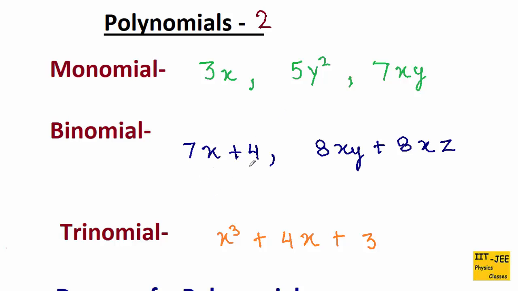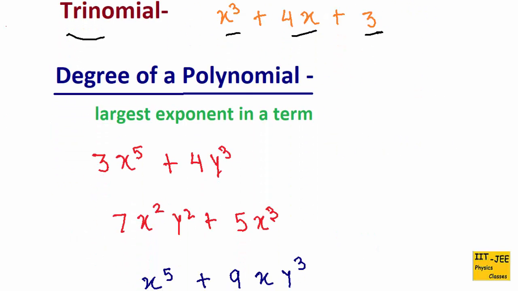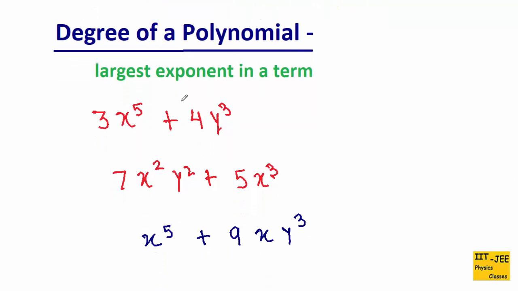If there are two terms, we call them binomial. Bi means two, mono means one, and tri means three. If there are three terms like x cube, 4x, plus 3, and they are being added like this, then this will make a trinomial polynomial. So it is a binomial. These ones are monomials.